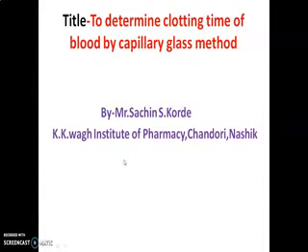Good morning to all. Today we are going to determine the clotting time of blood by the capillary glass method.